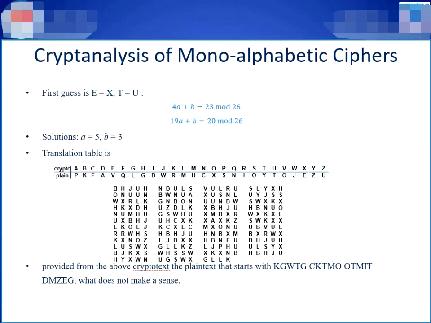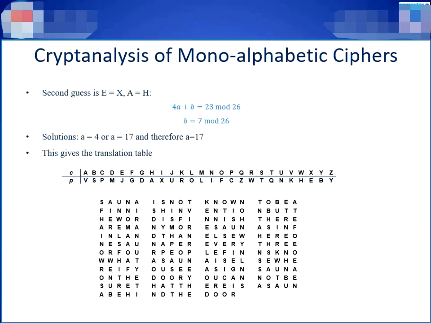Now, using the translation table, we try to decrypt our message, but we can see that our plain text starts with K, G, W, T, G, and so on, and this text does not make any sense, so our guess was incorrect. We can try some other combination of letters.